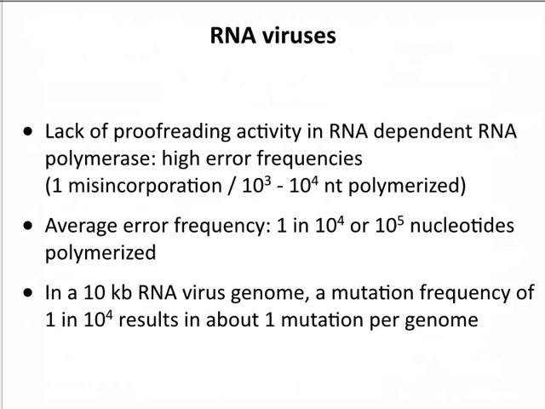So last time we talked about how all nucleic acid polymerases make mistakes. Remember that. But the RNA virus polymerases don't correct them. So they have high misincorporation frequencies, 1 per 1,000 or 10,000 nucleotides polymerized. And so in a 10 kilobase virus genome, 1 in 10 to the 4, you get 1 mutation per genome. Every time it's copied, you get a single mutation.